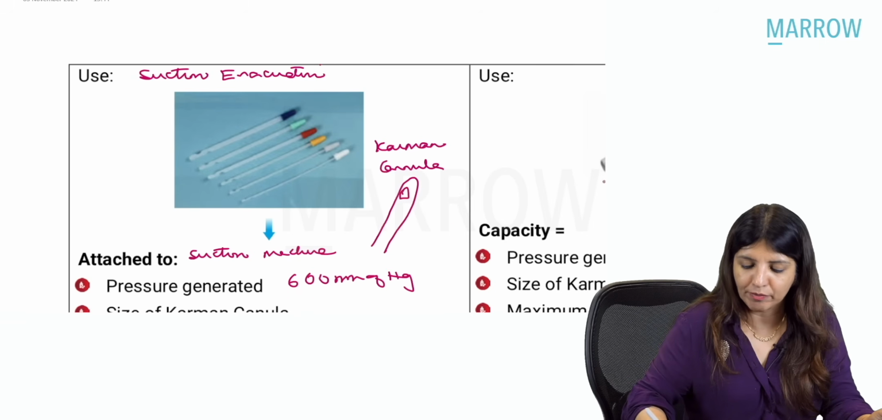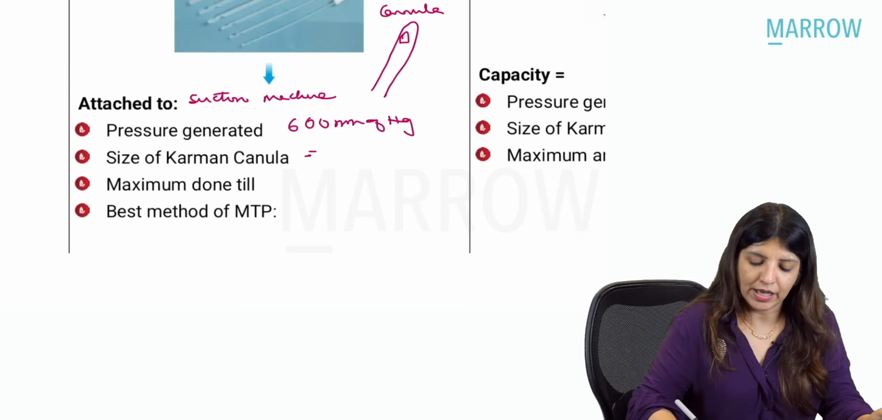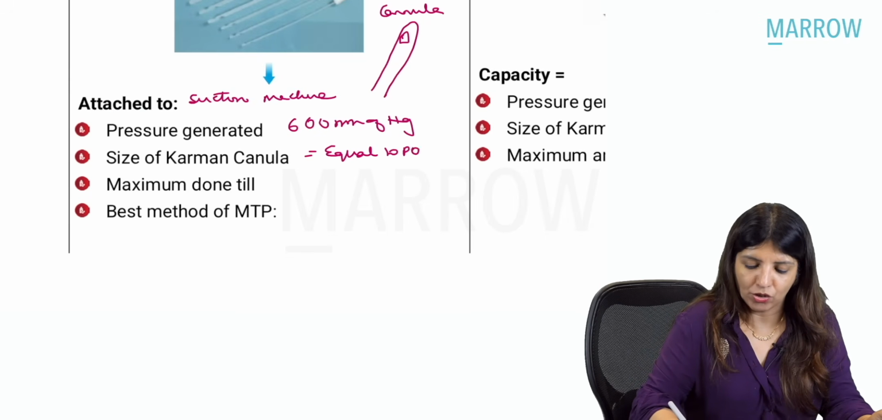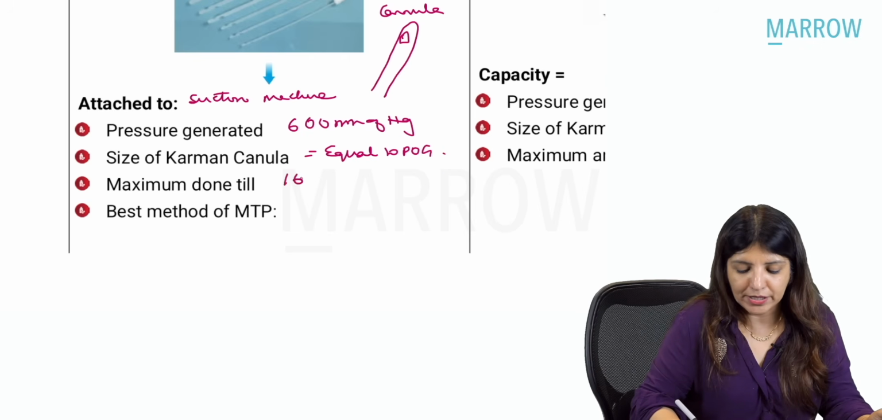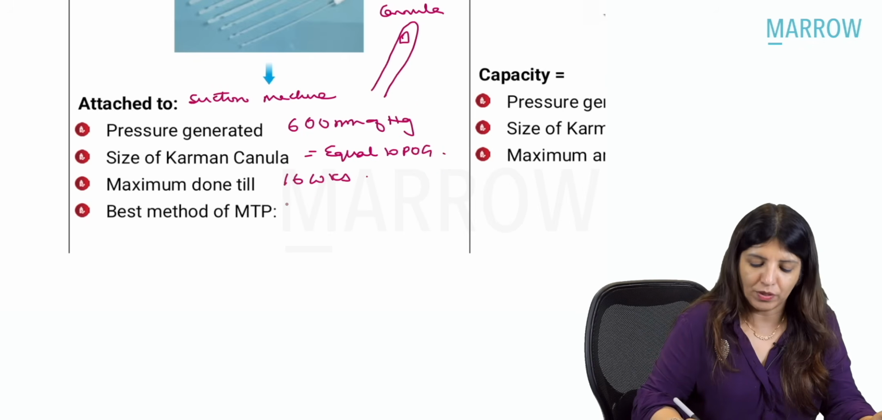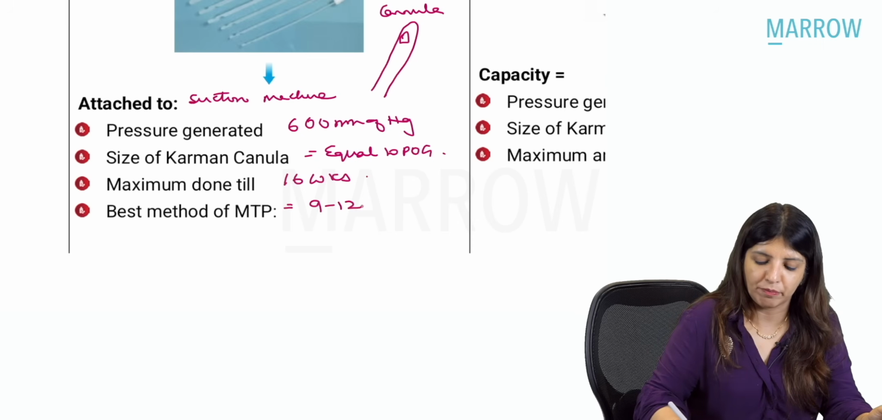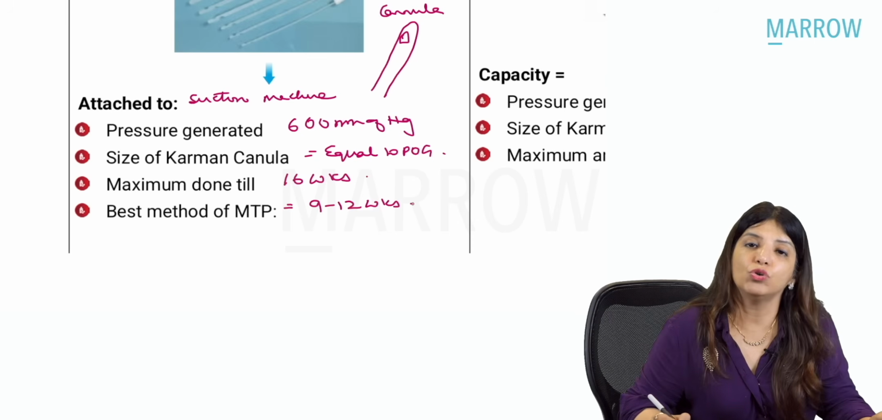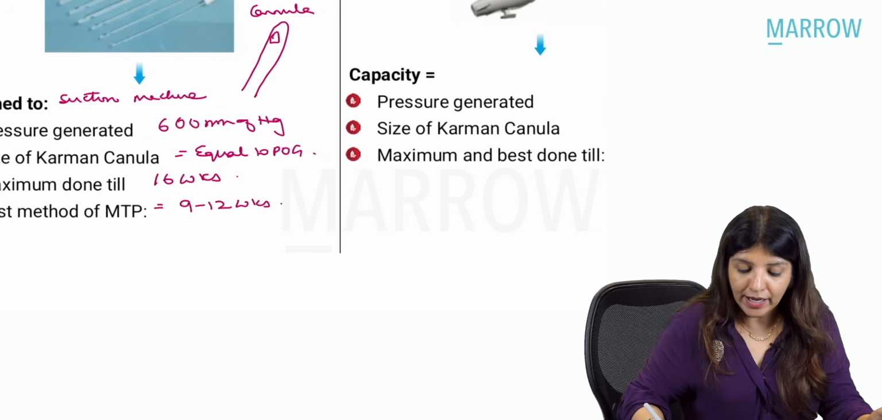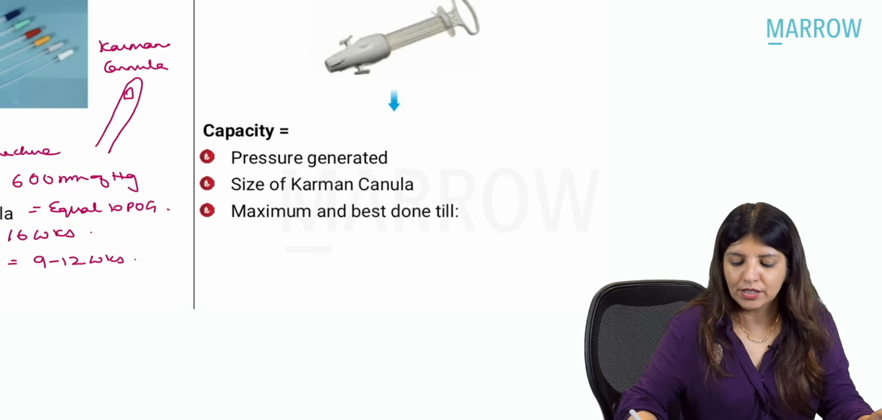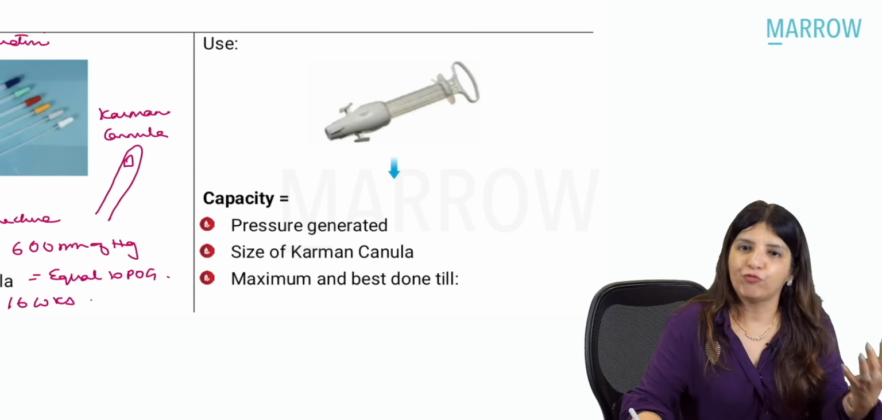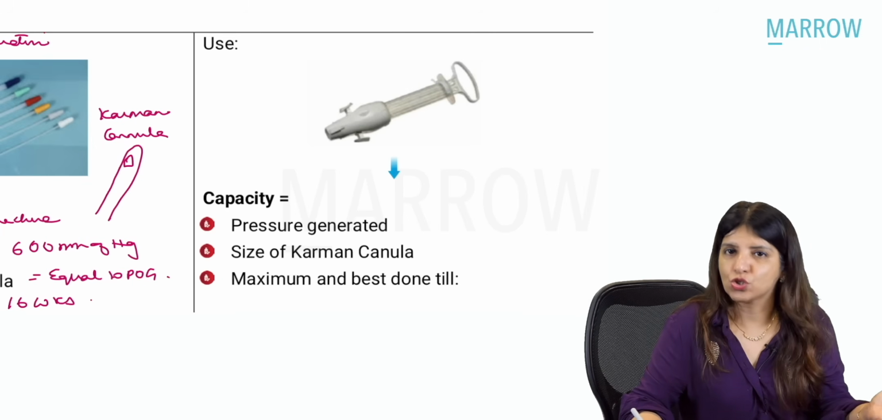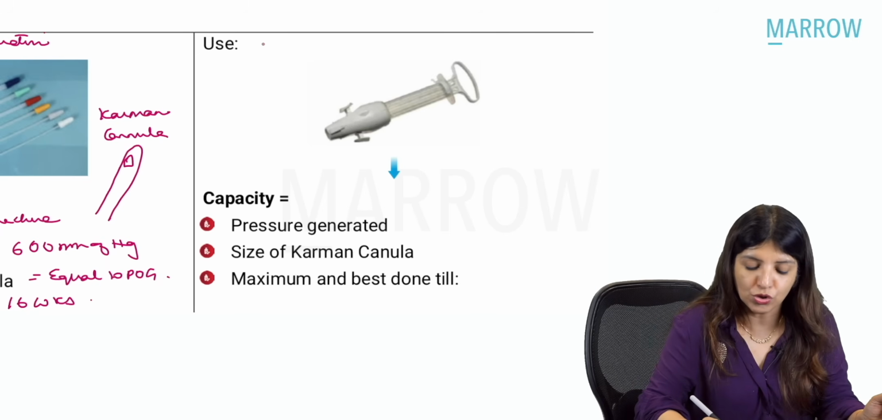What size of Karman's cannula do you use? The size of the Karman's cannula should be equal to the period of gestation. Suction evacuation can be done up till 16 weeks. It is the best method of MTP between 9 to 12 weeks, right? Then for suction evacuation, you need electricity.